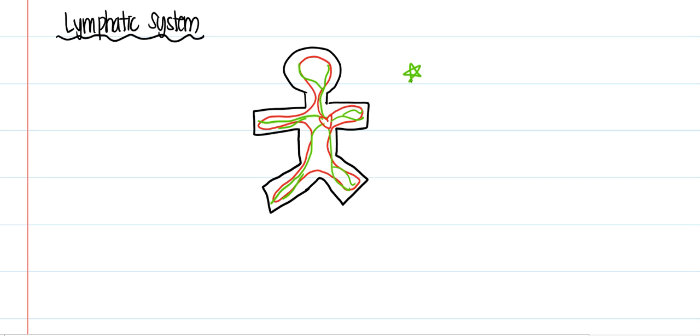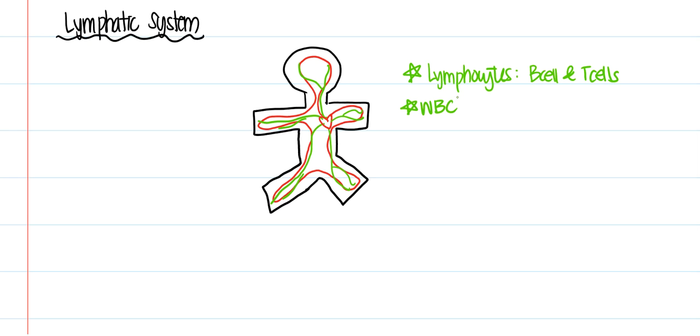So why do we need the lymphatic system? The lymphatic system is basically like the filter in our body. Through the lymphatic system, we are going to have lymphocytes, and if you remember from our immune system, lymphocytes are B cells and T cells. But we also have our immune system cells like the white blood cells and the macrophages. All of those cells are going to be traveling through the lymphatic system, through the lymphatic vessels, okay?